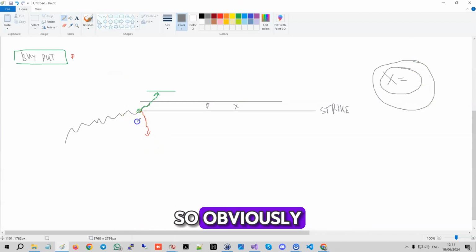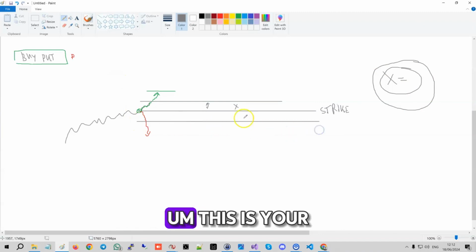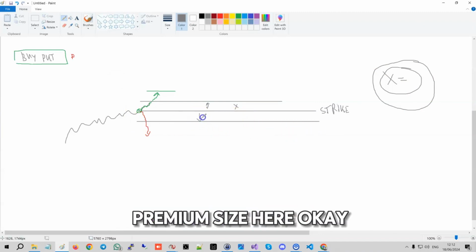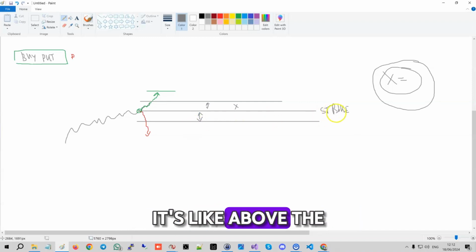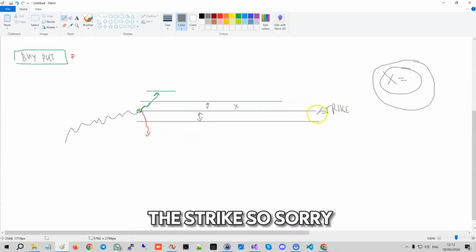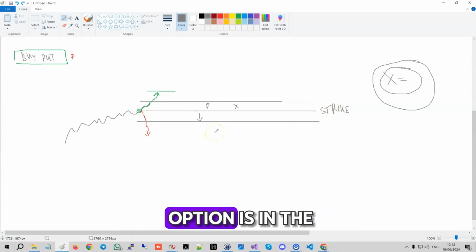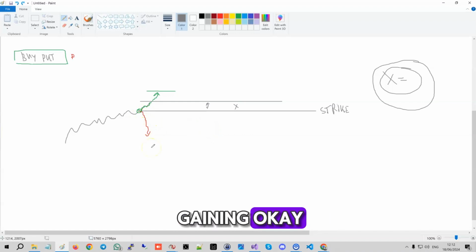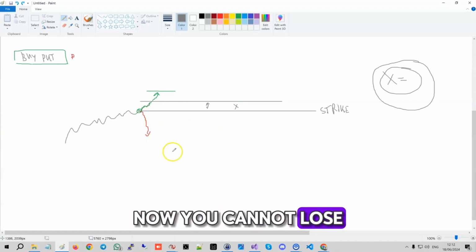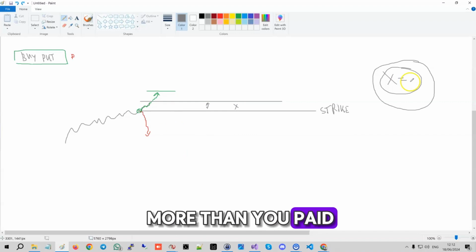So obviously, this is your premium size here. But again, it's like above the strike. So below the strike, the option is in the money already, so it's already gaining. Now you cannot lose more than you paid for it.